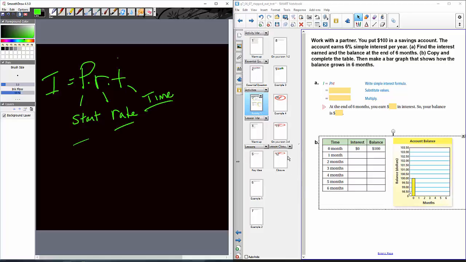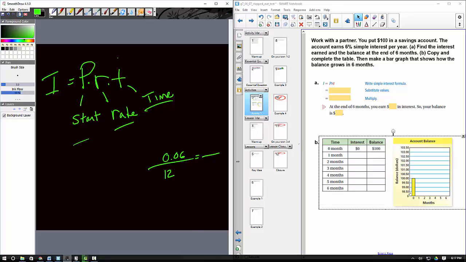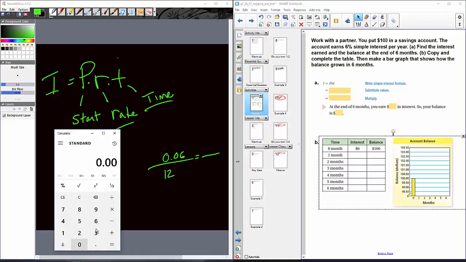So if I look at this, for instance, if I have 6% per year, right? And this is saying at the end of 6 months, how much interest do you earn. Well, here's the problem. It says 6% per year. So to figure out what I get per month, I have to take 0.06 divided by 12, and that will give me the per month, right? So let's look at what that is. I get this much per month, and I want to know for 6 months, right? So times 6.